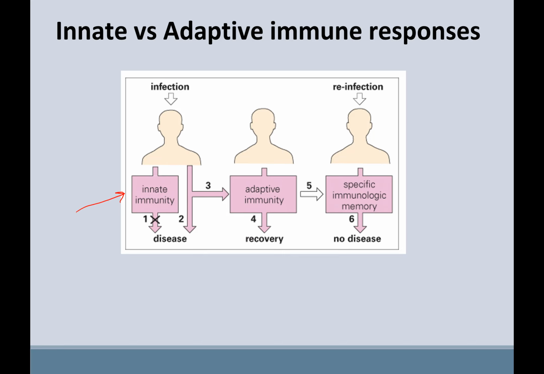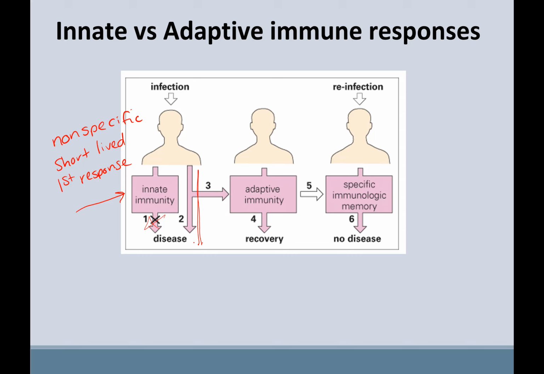So the first one is your innate immunity. Innate immunity is nonspecific. It's short-lived, and it's your first response. And many times, your innate immunity can take care of the infection, and you're done, no disease. Sometimes the innate immunity does not clear the infection, and you start to show disease. And this disease can just be symptoms like a runny nose and a fever and a cough.